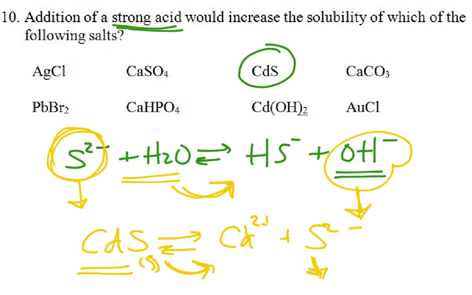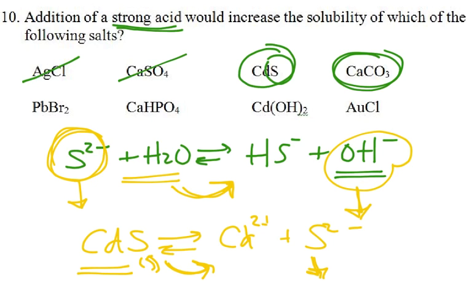So any insoluble substance that has a negative ion from a weak acid is going to be a little bit more soluble in a strong acid solution. So we can go back and look. Okay, the sulfide, that comes from a weak acid. Okay, but not chloride. Chloride is from the strong acid HCl. Okay, sulfate comes from the strong acid H2SO4. But carbonate comes from the weak acid H2CO3.